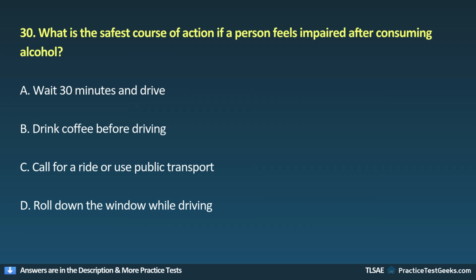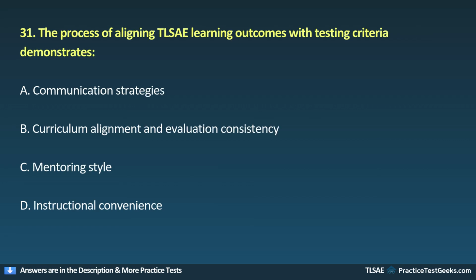A. Wait 30 minutes and drive. B. Drink coffee before driving. C. Call for a ride or use public transport. D. Roll down the window while driving. 31. The process of aligning TLSA learning outcomes with testing criteria demonstrates A.